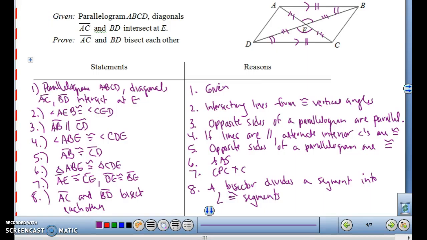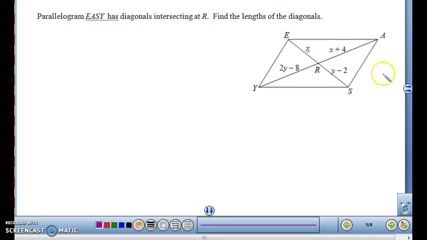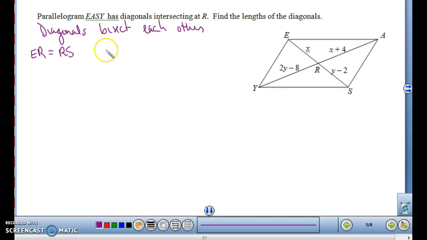So now we can use that as a theorem. Now we have parallelogram EASY, E-A-S-Y. EASY has diagonals intersecting at R. Find the lengths of the diagonals. All right, so we know the diagonals bisect each other in a parallelogram. So that means that the two diagonals cut each other in half. So that means that ER is going to be equal to RS, and YR is going to be equal to AR. So this is equal to this, and this is equal to this.